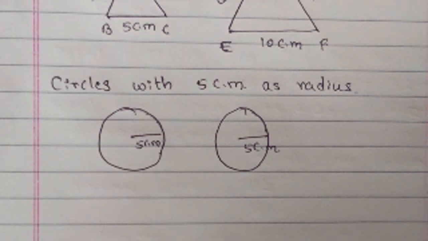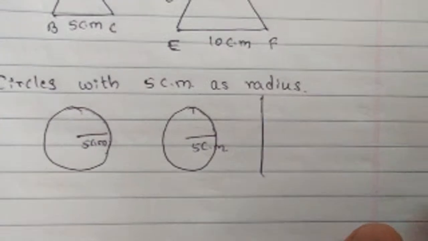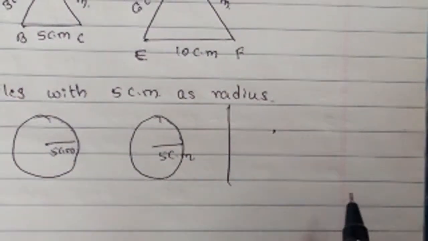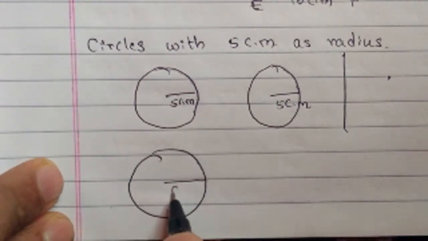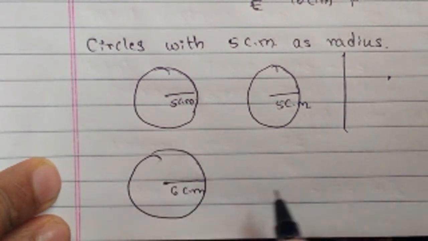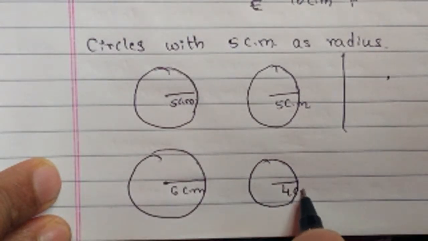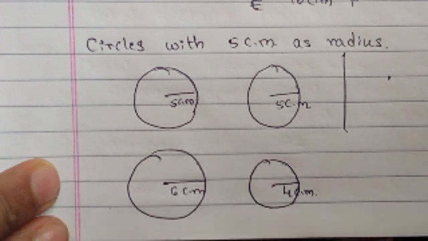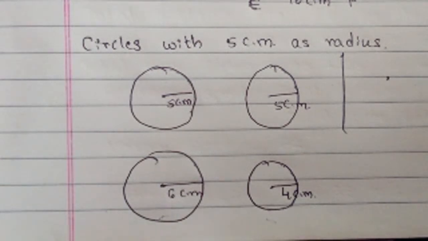So here two circles of the same radius, that is 5 centimeter, and next, here I will consider one circle with radius 6 centimeter and another circle with radius 4 centimeter. Now in the second case, the circles are congruent or similar? Comment your answer first.